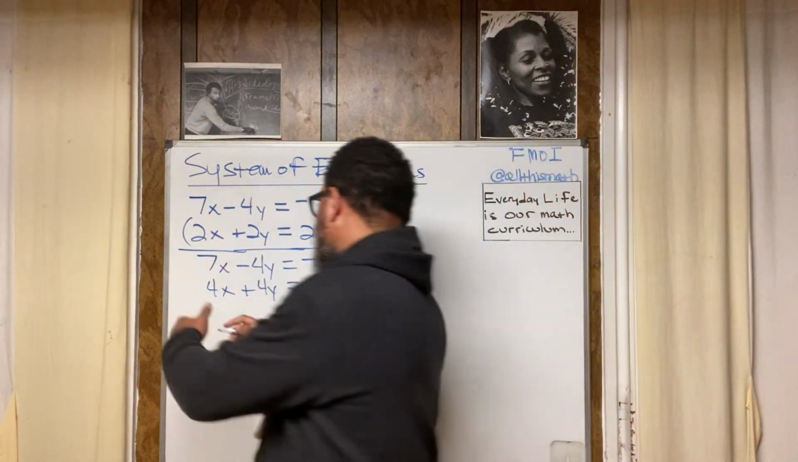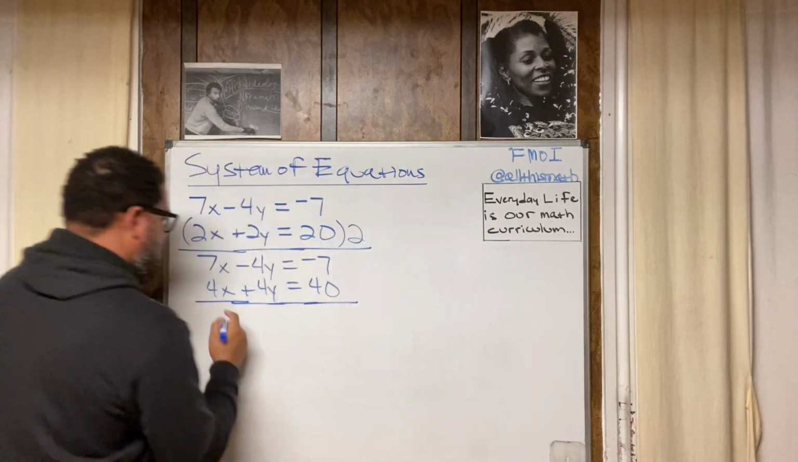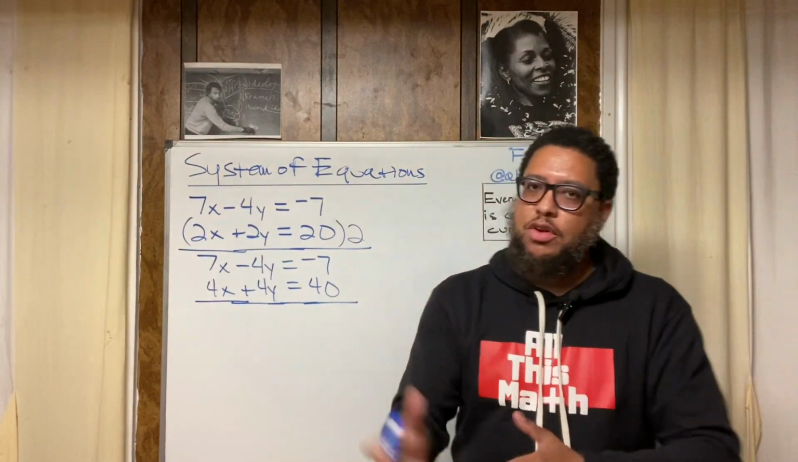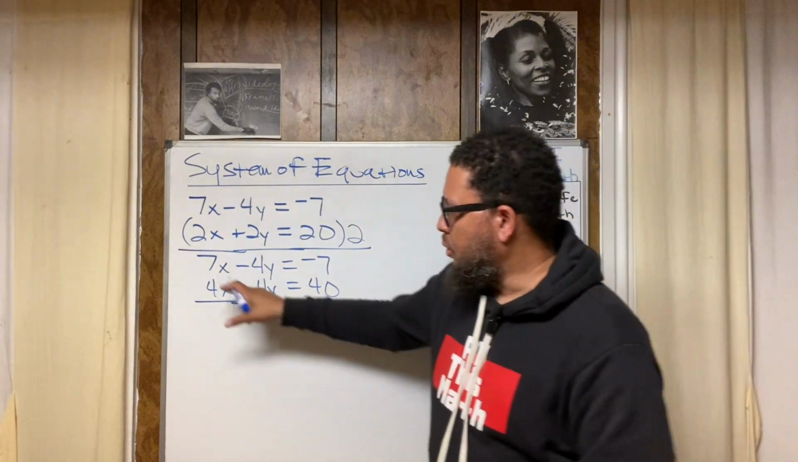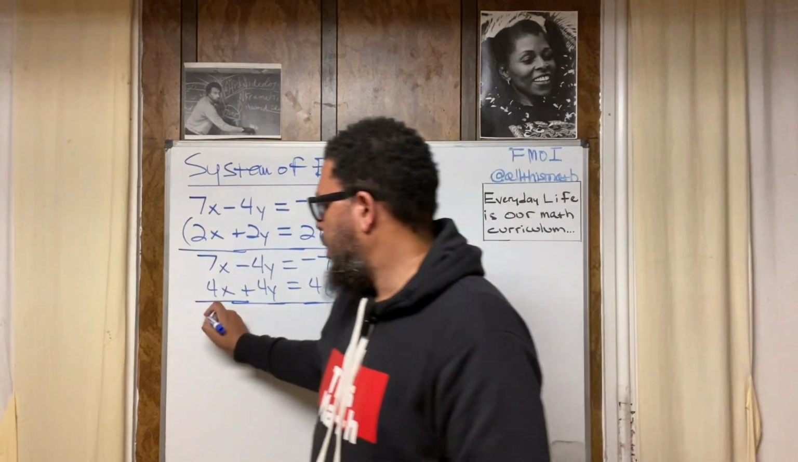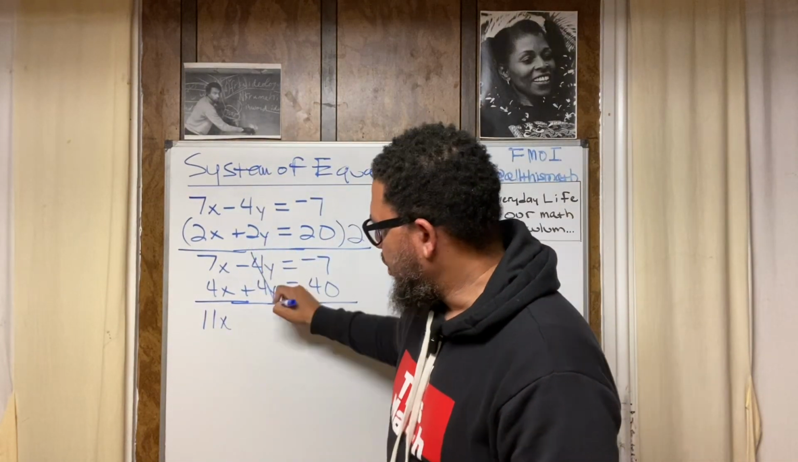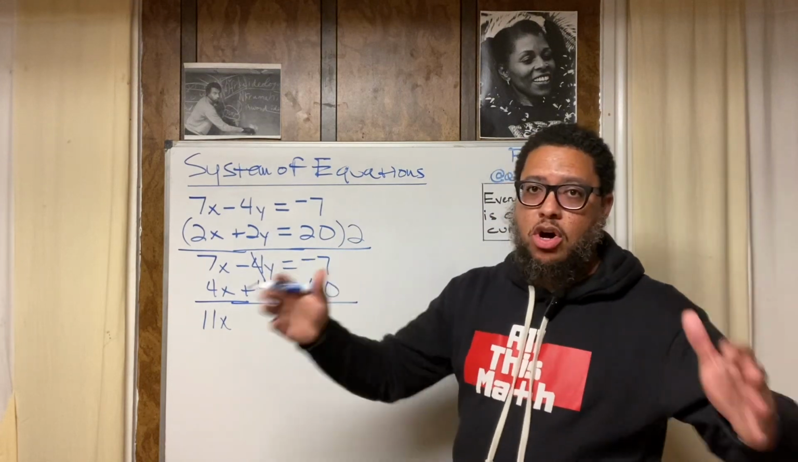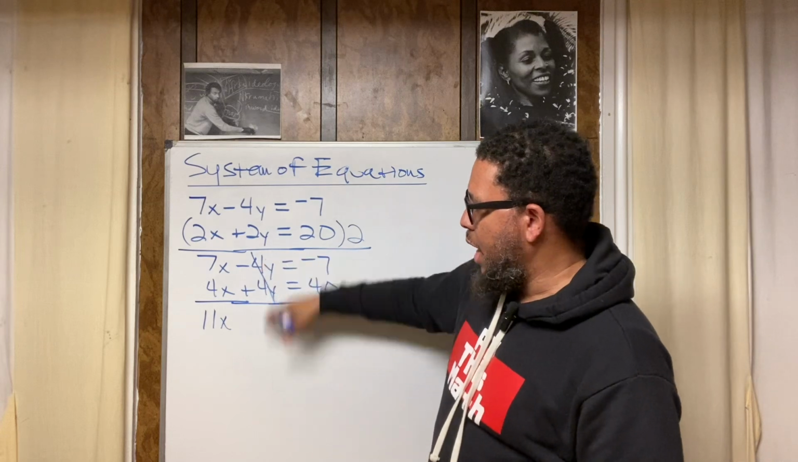So now, watch this. We're going to do this. Now we're adding, right? We're not subtracting, we're adding. Even if we end up subtracting, it's because we're adding a negative. So we do 7x plus 4x. That equals 11x. Negative 4y plus 4y. Boom. It adds up to 0. It's eliminated. That's why this is called the elimination method. We just eliminated the y terms.